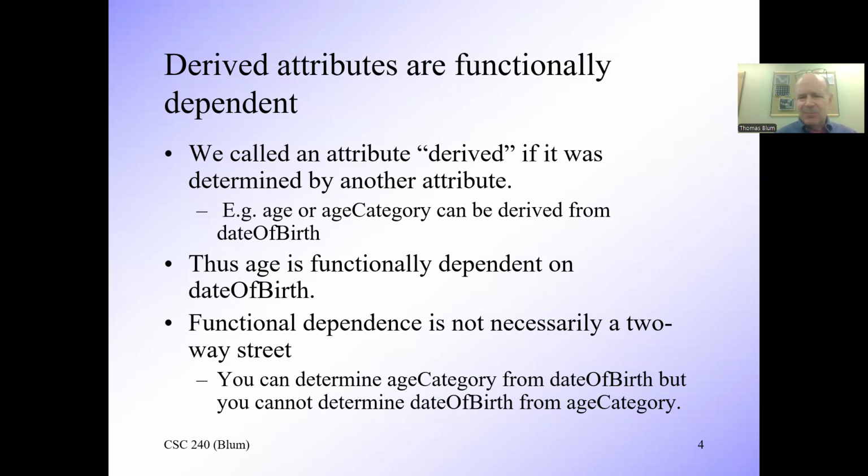If I can completely derive one thing from the other, it depends how difficult something is to derive. So if something's quite complicated to derive, then you might store both values, or you might only store the one from which you can determine the other. But whichever way, one is functionally dependent on the other. Knowing the date of birth, I can determine the age. Knowing the date of birth, I can determine the age category.